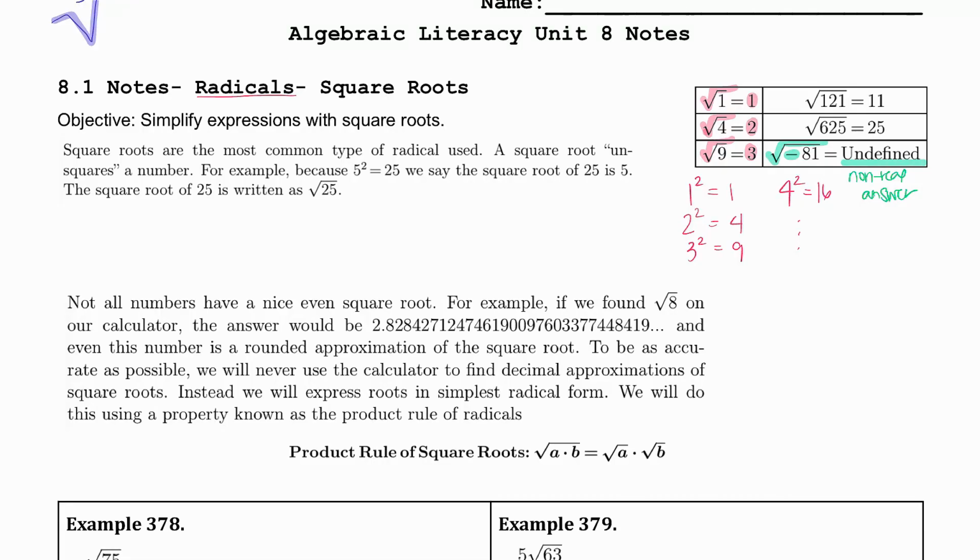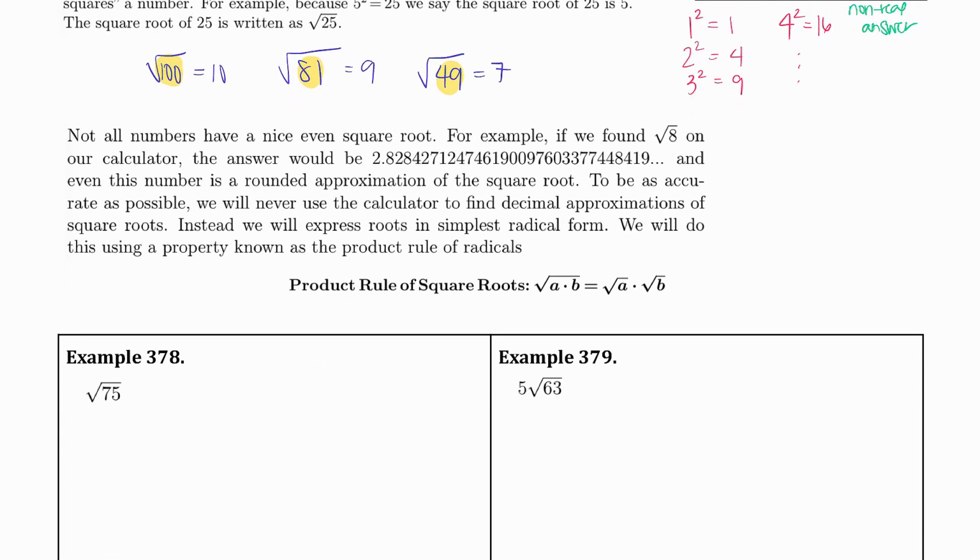But as we work with square roots, the square root of 100 is 10. The square root of 81 is 9. The square root of 49 is 7. We get nice whole answers here because each of the numbers underneath our square root is what we call a perfect square. But what we're going to see in this unit is that not all numbers have a nice even square root. Not all numbers are perfect squares.